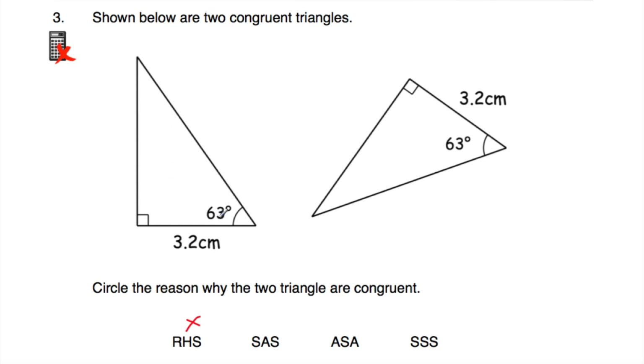Side, angle, side, well, we've only been given one side, so it can't be that one. Angle, side, angle, we've got an angle, we've got a side, and then we've got an angle. So it's going to be that condition, and it's not going to be side, side, side, because we've not been given three sides. So that's it. Okay, let's look at our next question, question number four.